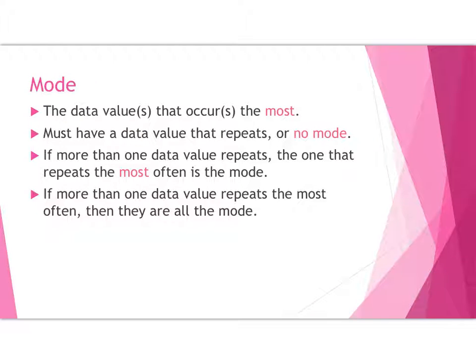The mode is the most popular answer, so it's the most common answer. In order to have a mode, you have to have a data item that repeats. If you don't have any repeats, then there just is no mode. If you have more than one data item that repeats, then the mode is just all of them that repeat the most often.